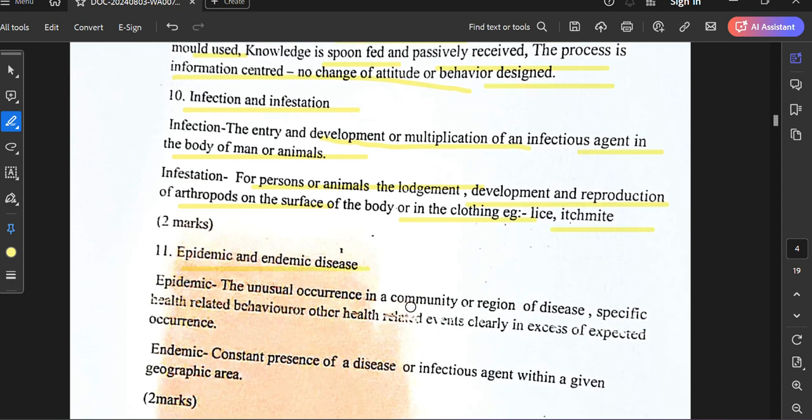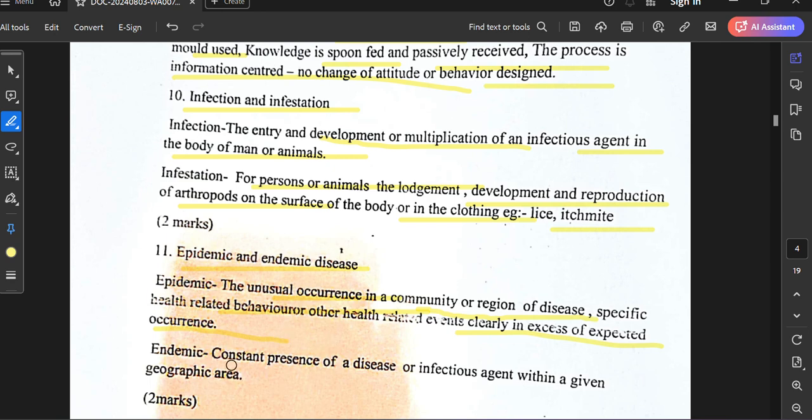Then difference question, epidemic and endemic disease. Epidemic, E-P-I-D-E-M-I-C. Epidemic and endemic, E-N-D-E-M-I-C. In epidemic, the unusual occurrence in a community or a region of disease, specific health related behavior, other health related events clearly in excess of expected occurrence. Very big numbers will happen. That will happen in the community or in a region.